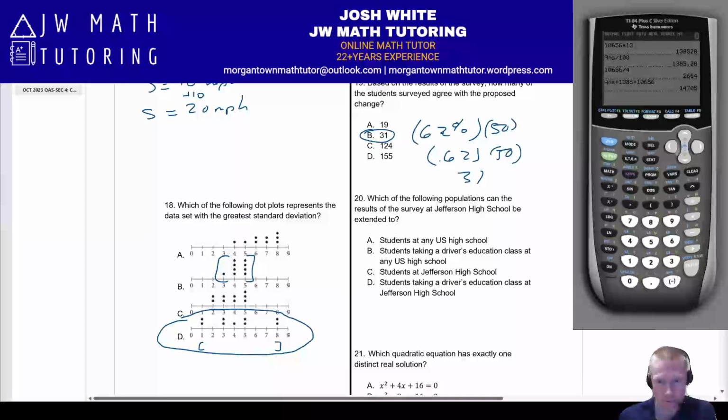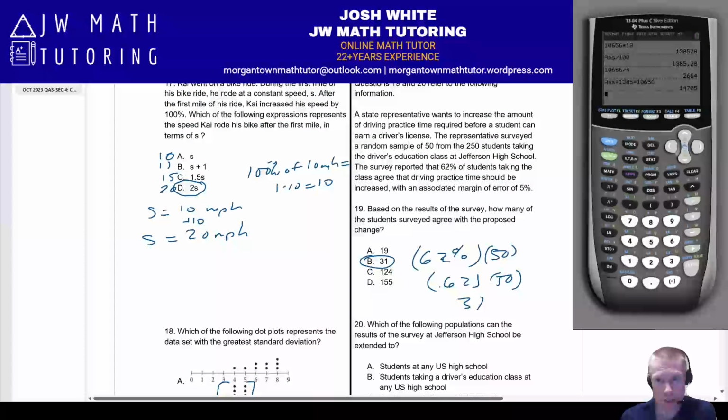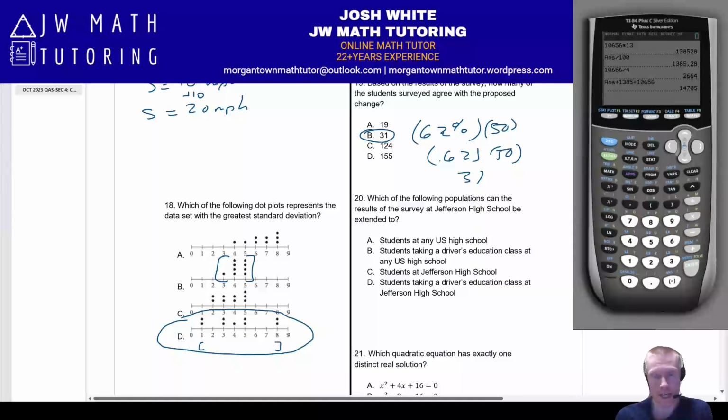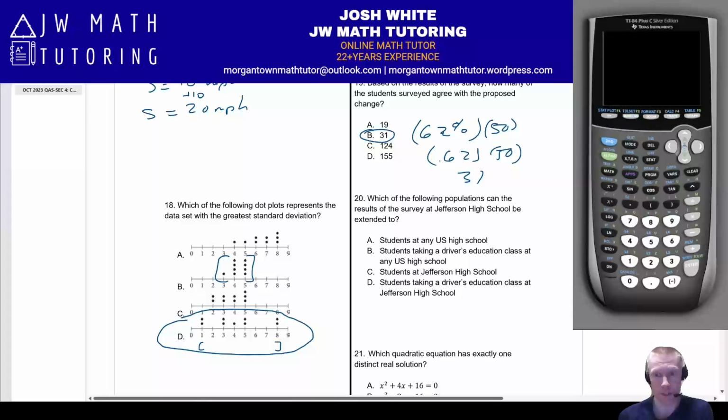Now for the next part, it says which of the following populations can the results be extended to? If you notice here, when they did the survey, they surveyed a random sample of 50 students from the 250 students who are taking a driver education class. So 50 is a subset of the 250, and the 250 are only those taking the class. So that is the largest group that the results can be generalized to. So the correct answer is D.